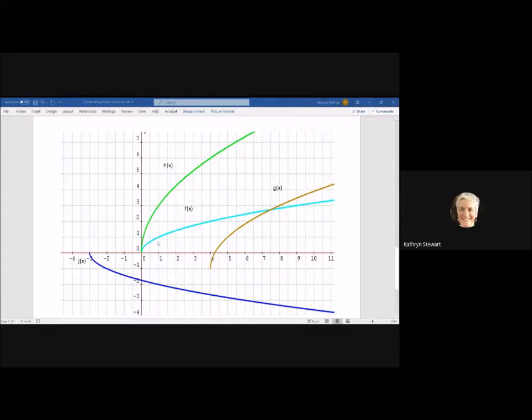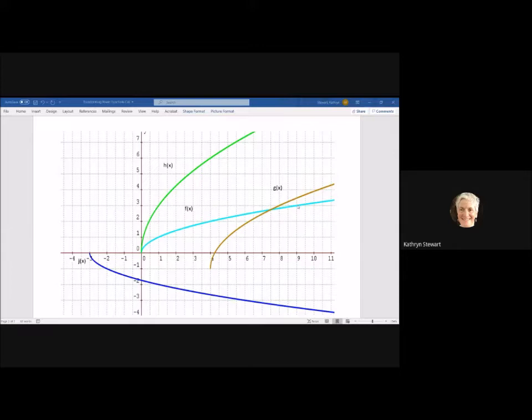When x is 1, y is 1. So far, so good. Let's pick another nice point. 4, 2 looks like a nice point. When x is 4, y is 2. Sure, the square root of 4 is 2. So far, so good. I'm convinced, but let's look at a third point. When x is 9, my y is 3. Yes, so f of x is indeed the square root of x. Or we can write that as x to the 1/2.